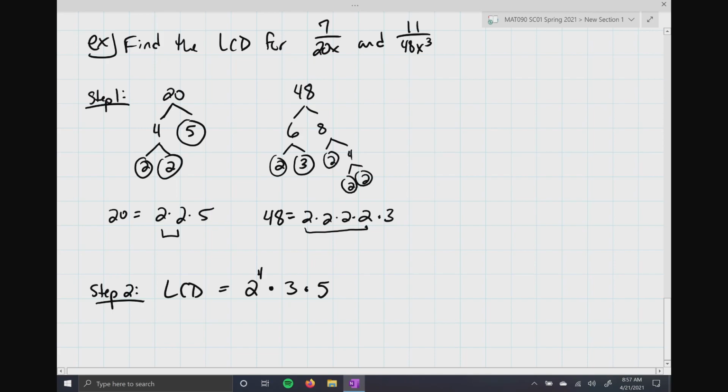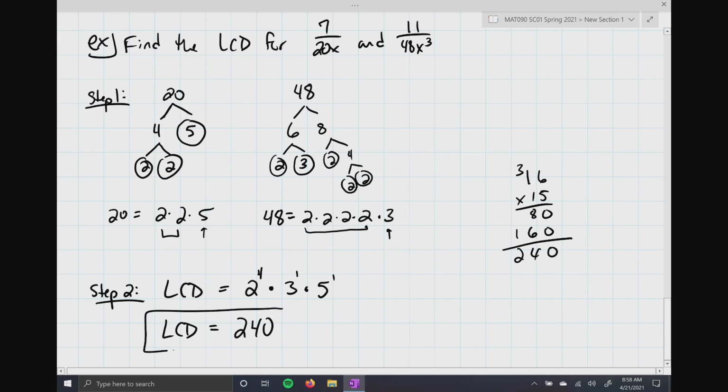Now let's look at the number 3. There's only one. So it's 3 to the first. And then we look at the number 5, and there's only 1. So my LCD is going to equal 2 to the 4th, which is 16, by the way. So 16 times 15. 30. 5 and 8. Put a 0. 1 times 6 is that. 1 times 1 is that. So my LCD here is 240.